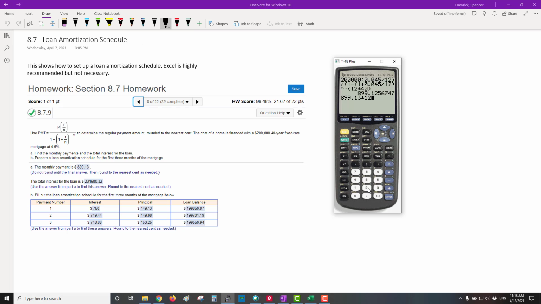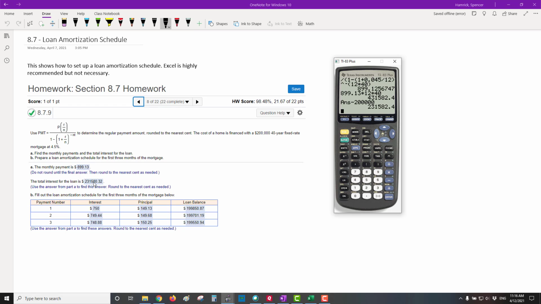times 12 payments in 1 year times 40 years. This is a 40-year mortgage. So we get the total cost of the mortgage is $431,582. And now keep in mind that that number is principal plus interest. So we want to subtract the principal. So we're going to now subtract $200,000 from that number, and we will get that the total interest for the loan is $231,580.32.